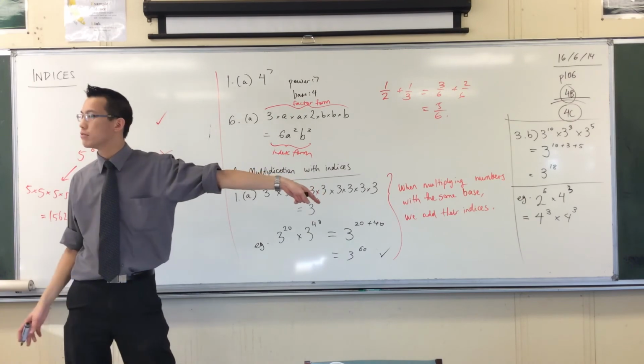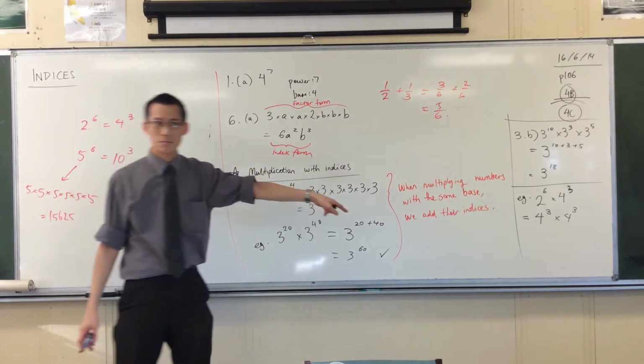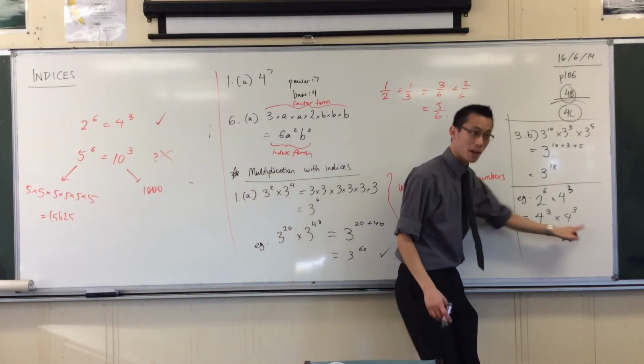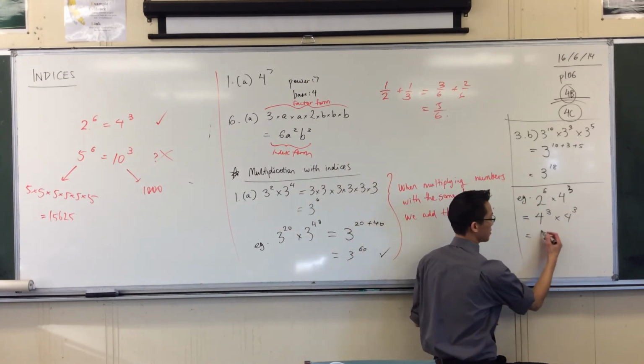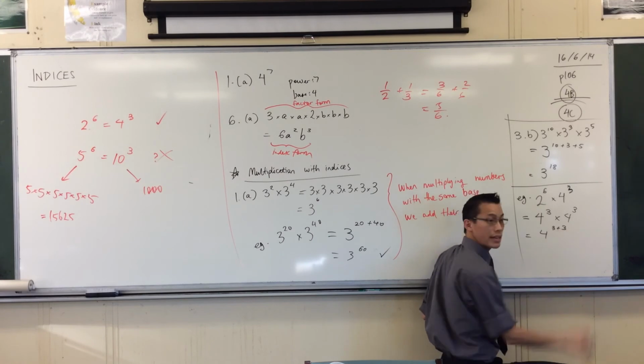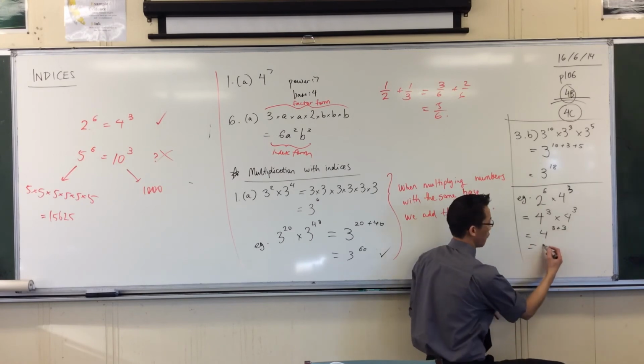Now what do I do? This is two numbers with the same base. Plus I add the indices. 4 to the power of 3 plus 3. That works. 4 to the power of 6.